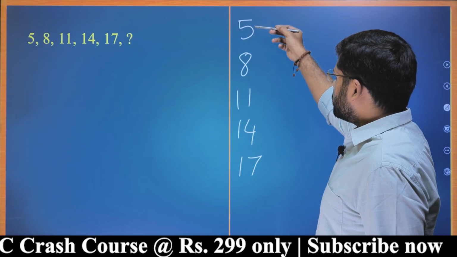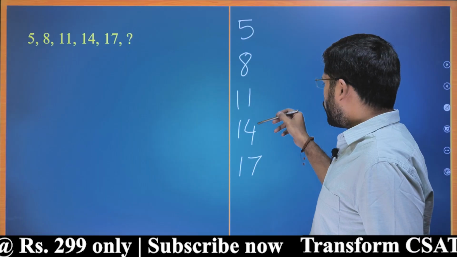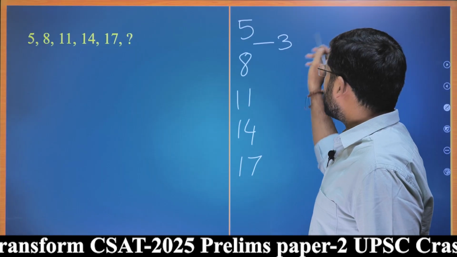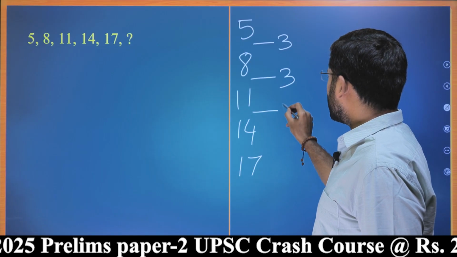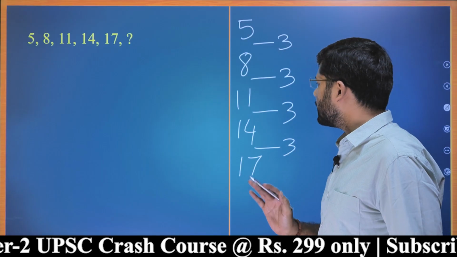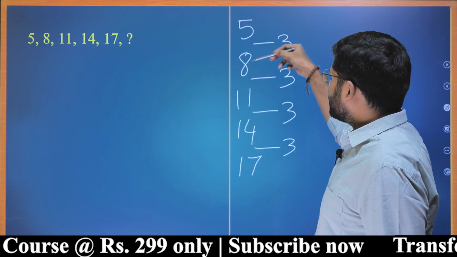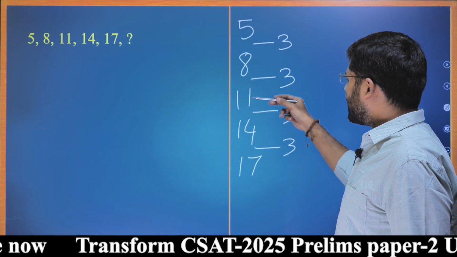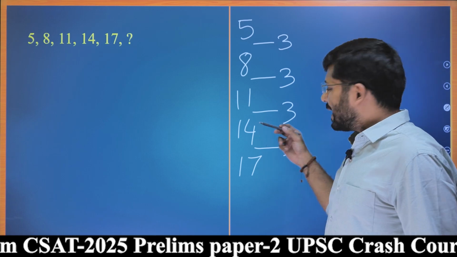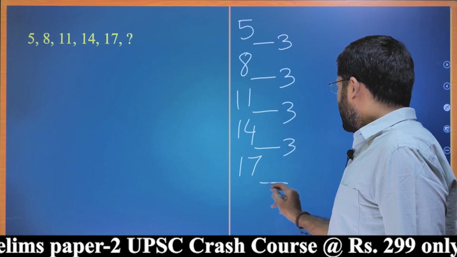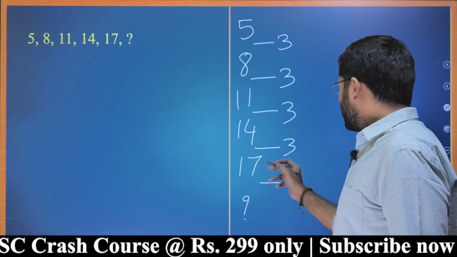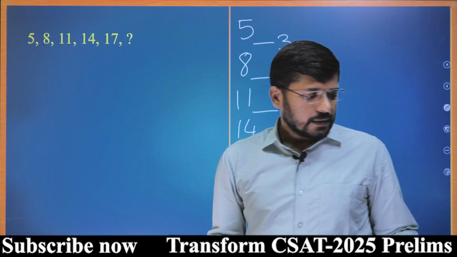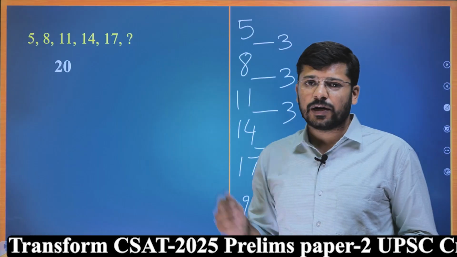5, 8, 11, 14, 17. So yes, it is quite evident, but let us devise a method here. What is the method? Now, what is the difference between 5 and 8? It is 3. What is the difference between 11 and 8? That is again 3. What is the difference between 14 and 11? That is again 3. What is the difference between 17 and 14? That is again 3. So if there is a number here, it will have a difference of 3 with 17. So that number should be 20. So the answer to this question will be 20.